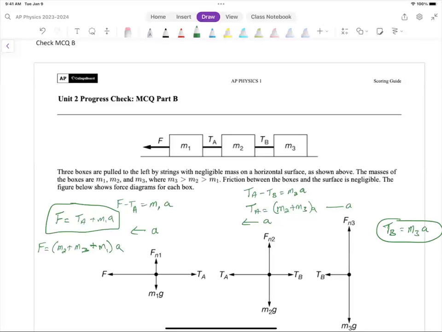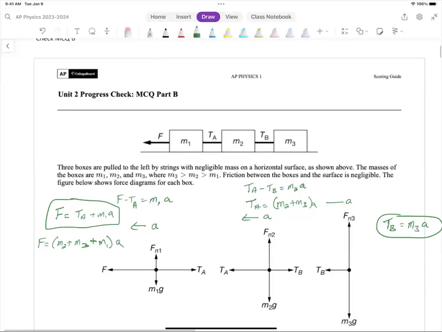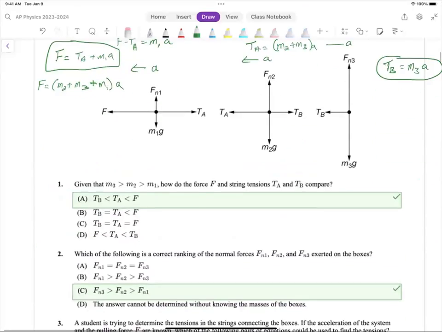We have 3 blocks, M1, M2, M3. It's pulled to the left by a force. There's tension TA and there's tension TB. We know that the blocks M3 is greater than M2 is greater than M1, and friction is negligible based on the information they provided in that sentence. They have three free body diagrams drawn for you, labeled. Notice they use T's for tension instead of FT, which I don't like, but whatever.